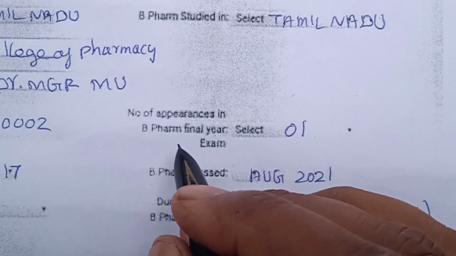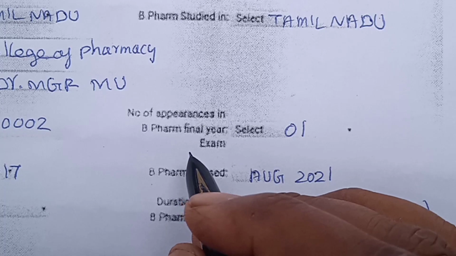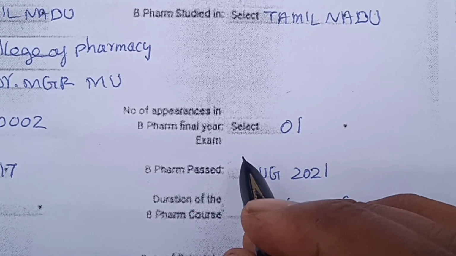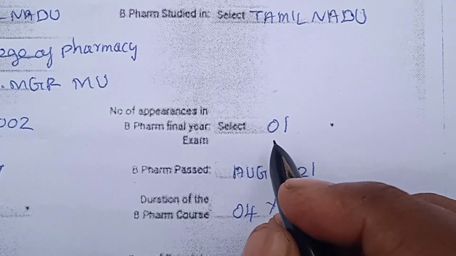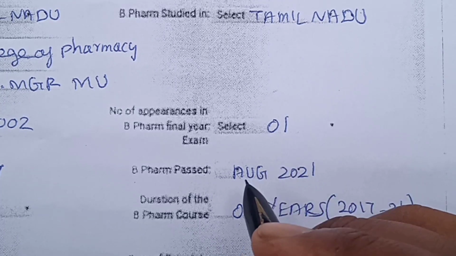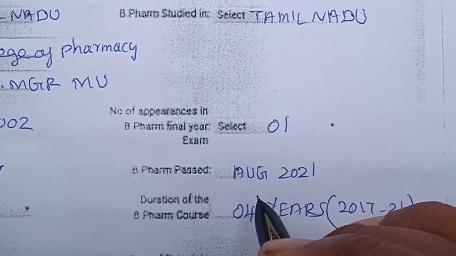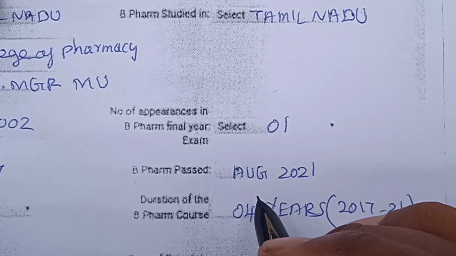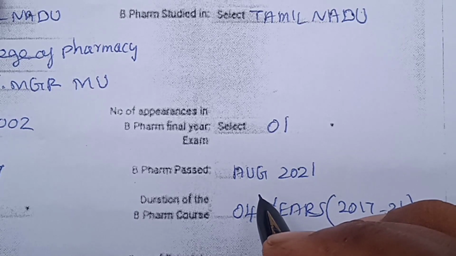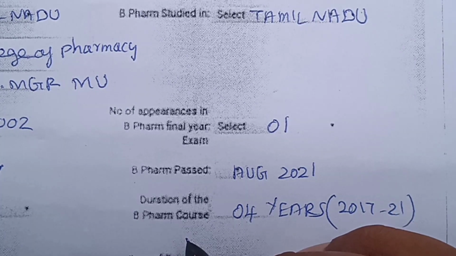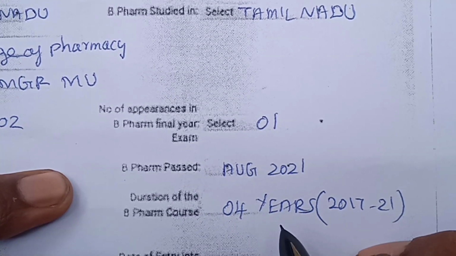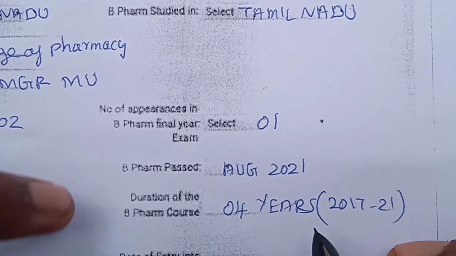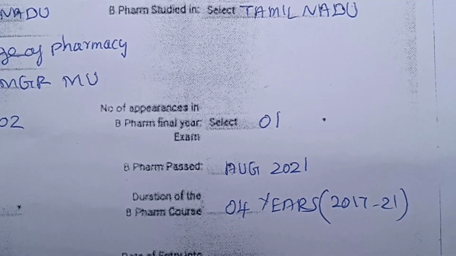Then after that, number of appearances in Pharm final year examination. So if we have passed in a single appearance, we have to write 1. For example, if you have an arrear, you have to mention 2. Okay. Then Pharm passed, month and year of passing Pharm. If recently passed, you have to mention the month and year. Then duration of Pharm course. You started the B Pharmacy course in 2016 to 20 or 17 to 21. Okay, that year should be mentioned. Then after that, date of entry into service and number of years of service.